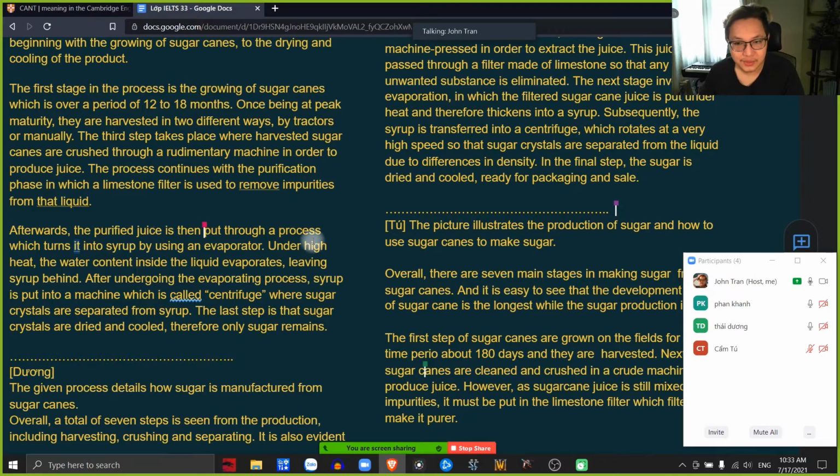The purified juice is then put through a process which turns it into syrup by using an evaporator. Under high heat, the water content in the liquid evaporates. Okay. Cái thành phần nước bên trong cái chất lỏng này nó bốc hơi, phải để lại cái syrup đằng sau, leaving the syrup behind. Okay.